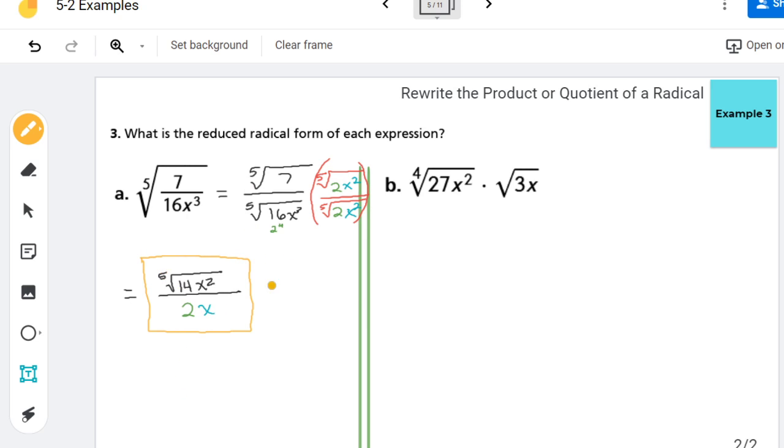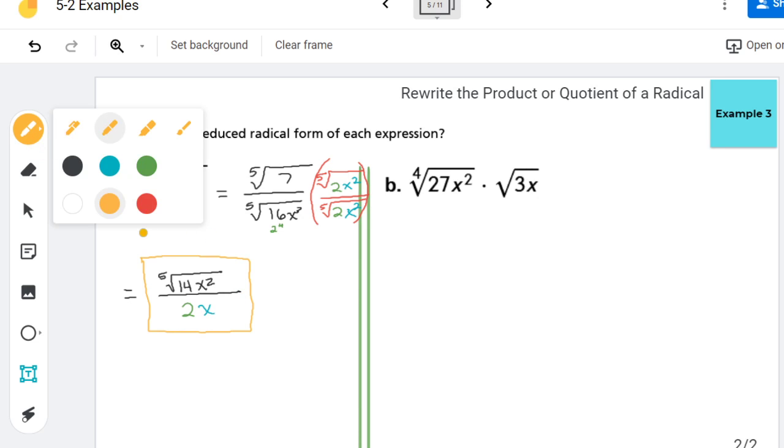And what did we do? What was that process called? It was called rationalizing the denominator. Whew, I'm sweating. That was exciting. All right, let's try another one, y'all.